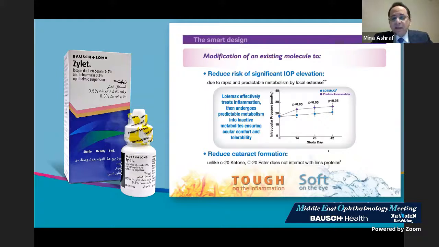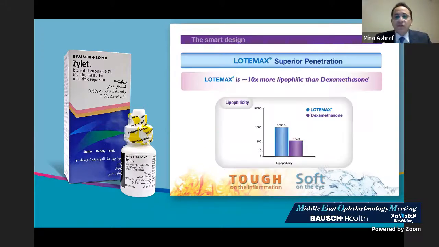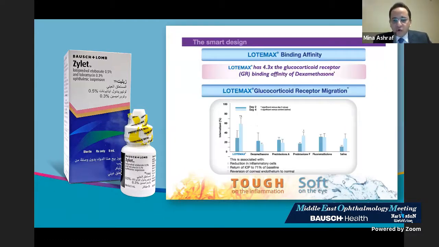And also loteprednol reduces the incidence of cataract formation, because unlike the C20 ketone, the C20 ester does not interact with the lens proteins. But not only the safety profile, loteprednol etabonate is also 10 times more lipophilic than dexamethasone, because esters are more lipophilic than ketones. So it has a higher degree of internalization into the glucocorticoid receptors, and its affinity towards the glucocorticoid receptors is improved.